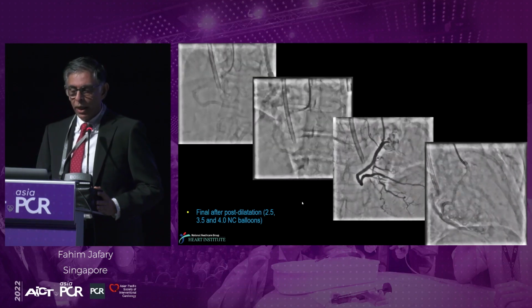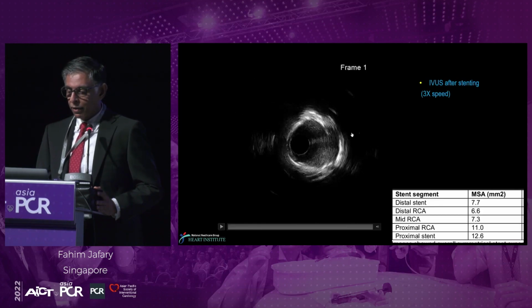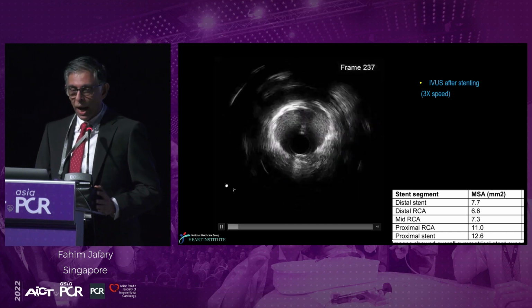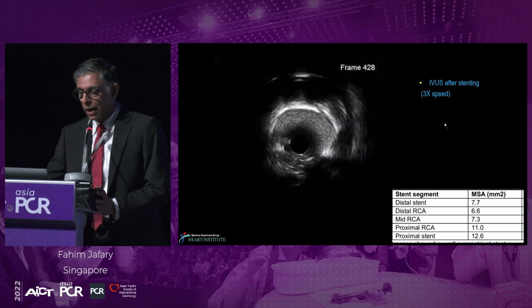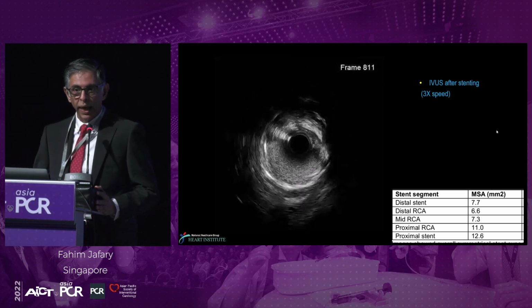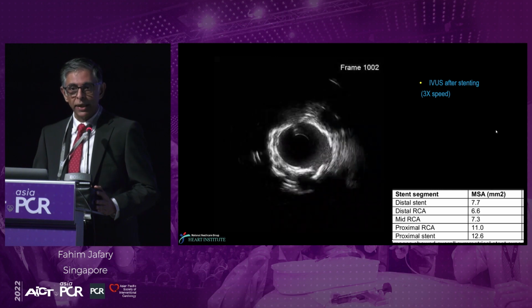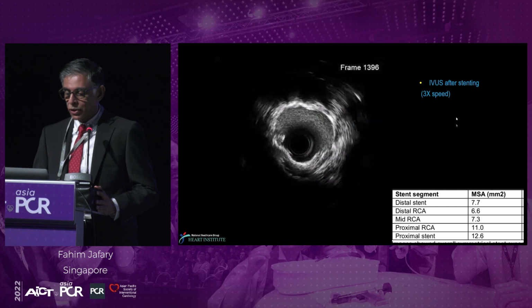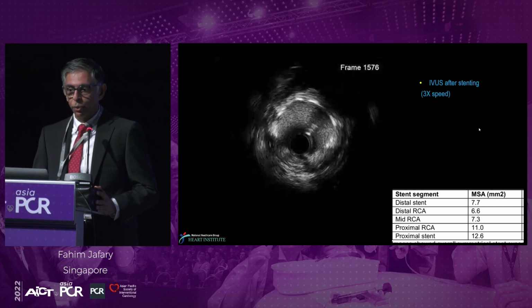At this point, we did another run of IVUS to see what it looks like. You can see that by and large, most of the stent is expanded. This is at 3 times the speed. There is some eccentricity, which is okay. Eccentricity is not such a bad thing as long as the stent area is good. On the lower right-hand panel, you can see that the stent areas were pretty good.